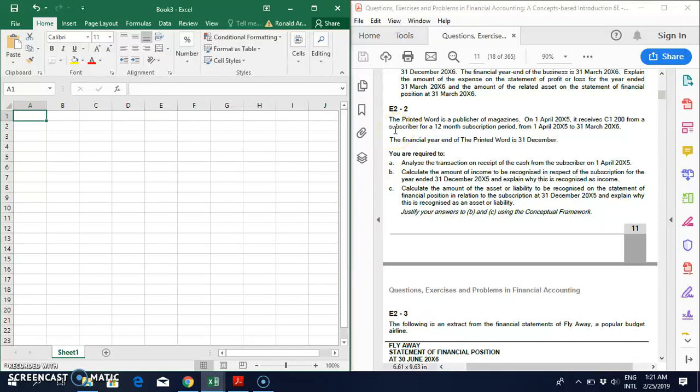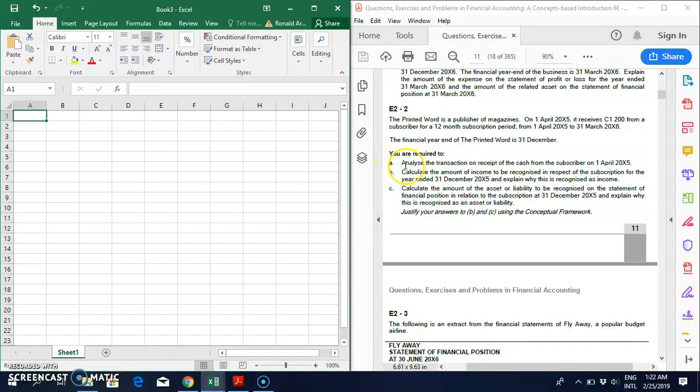In this video, we're working through exercise E22 on page 11 of the question book. It says, the Printed Wood is a publisher of magazines, and on the 1st of April 2015, it received 1,200 Rand from a subscriber for a 12-month subscription from the 1st of April 2015 to the 31st of March 2016. The financial year end of Printed Wood is the 31st of December.